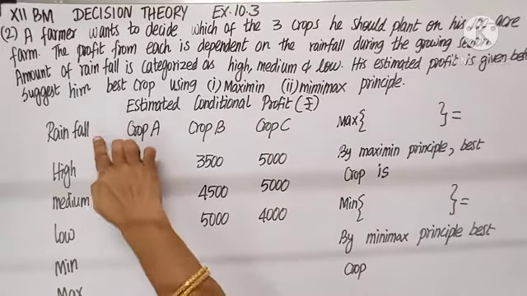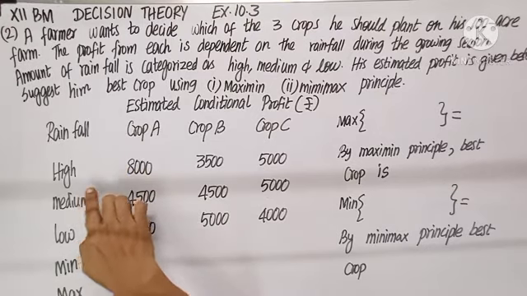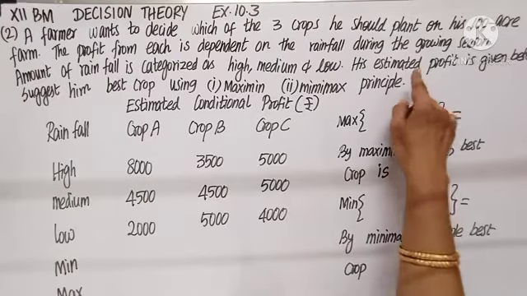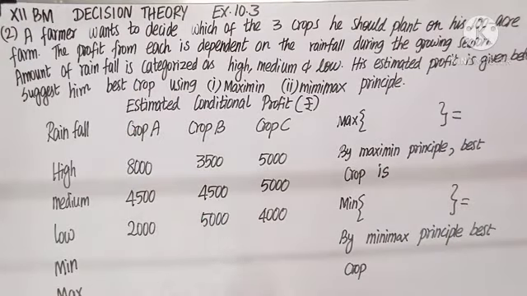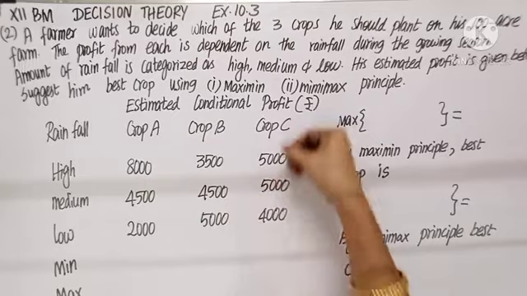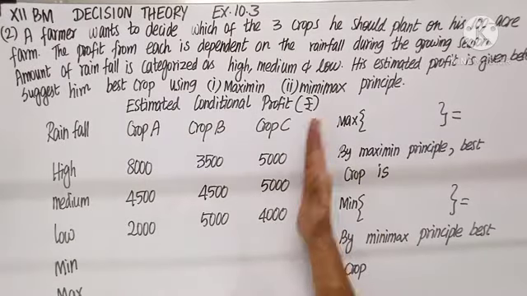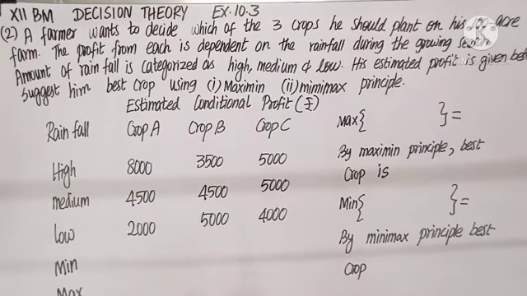We cannot select rainfall as high, medium, low for suggestion. See, the suggestion is the best crop. So, under crops, choose the maximum or minimum. Not here, but we choose here. So, let us write down.